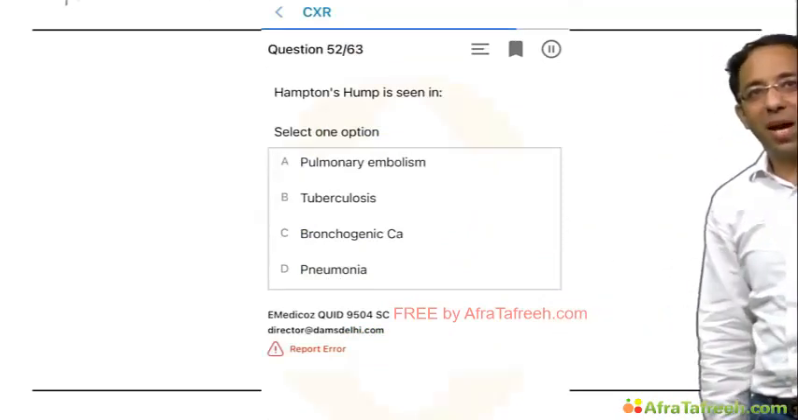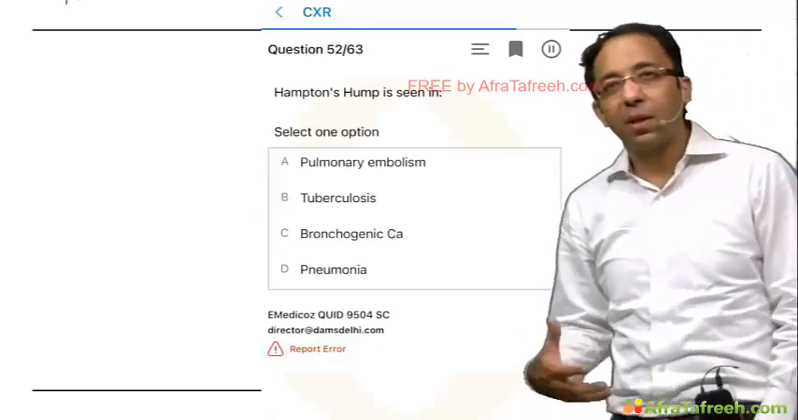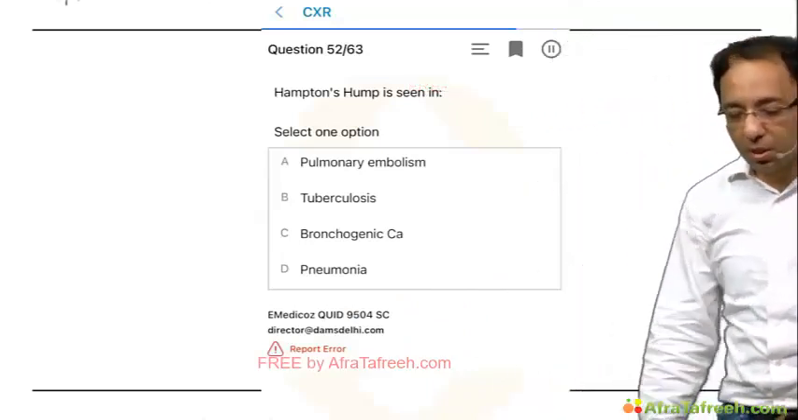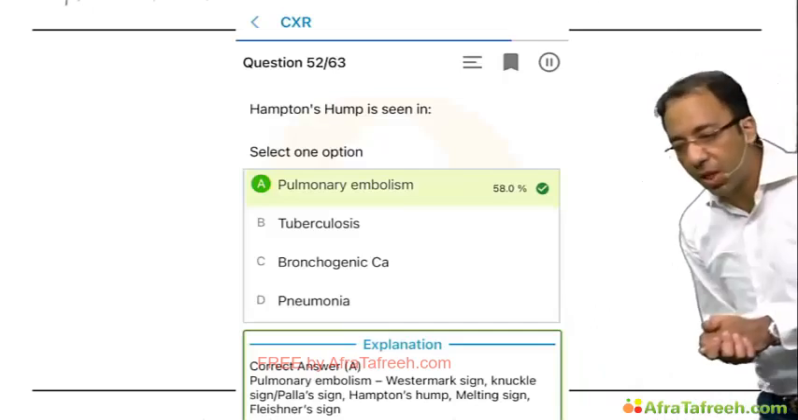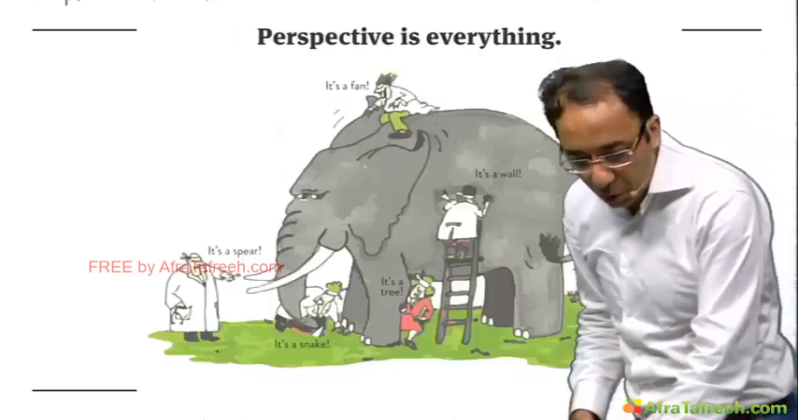Hampton's hump is seen in. Anybody wants to answer this question? Hampton's hump. कहाँ पे पढ़ा था? Peripheral wedge-shaped opacity on a chest X-ray seen in patients with pulmonary embolism. Hampton's hump, Westermarck sign seen in pulmonary embolism. Very good. Everybody is rocking the show now.